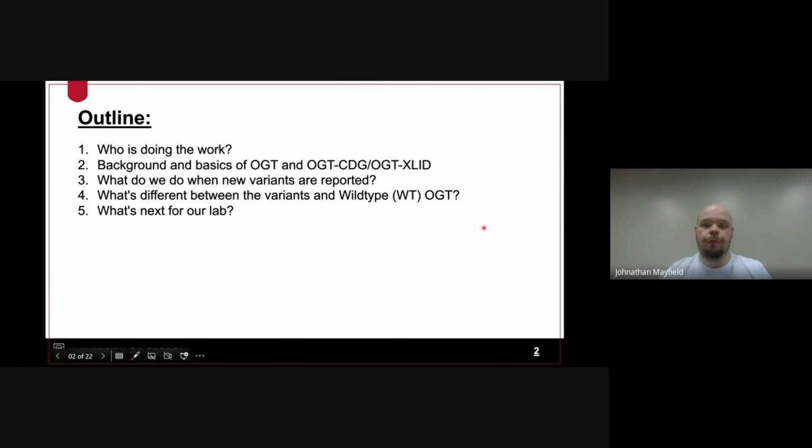I'm also going to go over what the lab does when a new variant is reported to us, and the information we get from clinicians and that we can provide to them. As of now, we don't have a diagnostic. Then we're going to go over what's been determined to be different between the variants and the wild type. For this, we're going to stick mostly at the level of the actual OGT protein. And then we're going to look at what's next for our lab, with the goal in the future of getting to diagnostics and potential therapeutics.